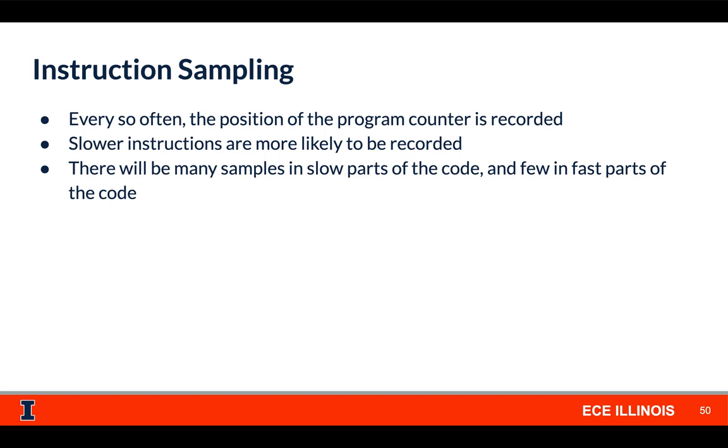So this uses something called instruction sampling, which the way it works is basically every so often the position of the program counter is recorded in the program. And the insight is that an instruction that takes longer to complete will be more likely to have its position be recorded in this scheme. And so as the code executes, there will be many samples in the code, and the slowest parts of the code will have the most samples.